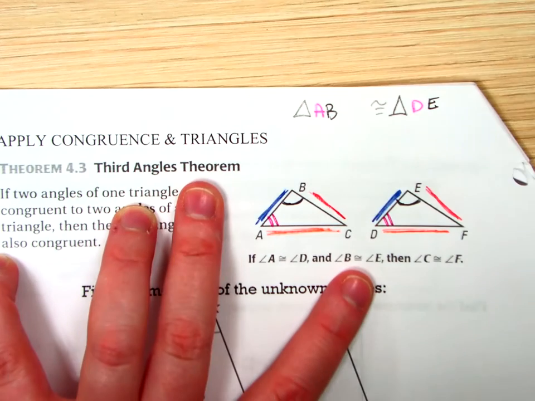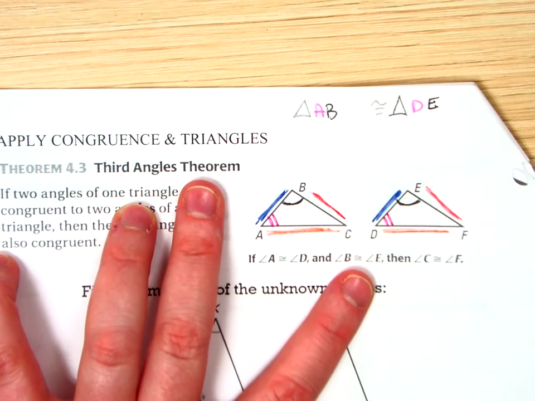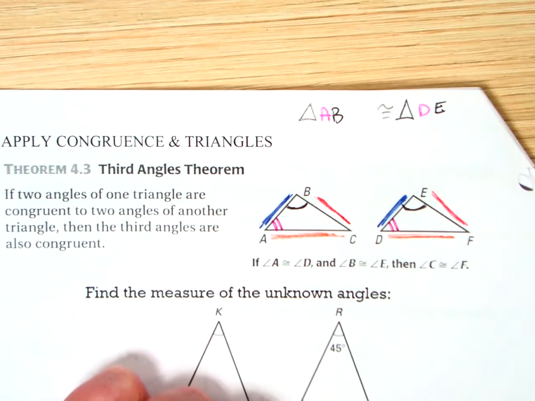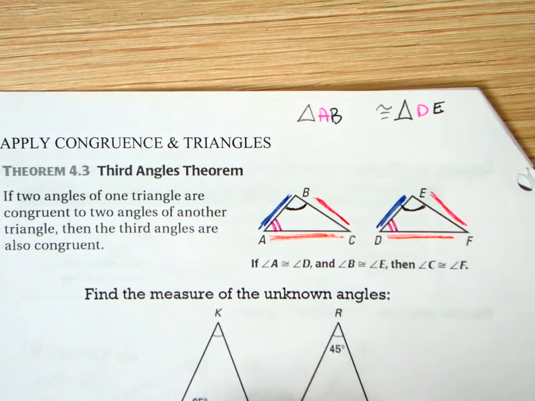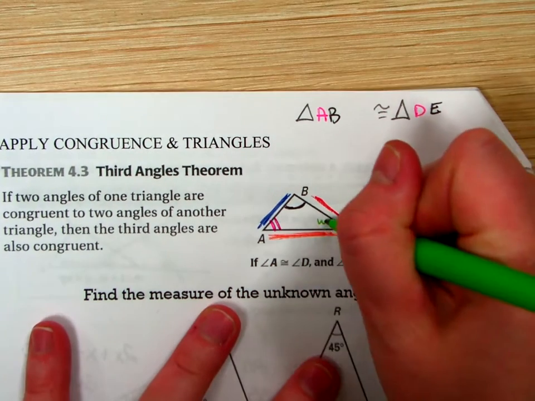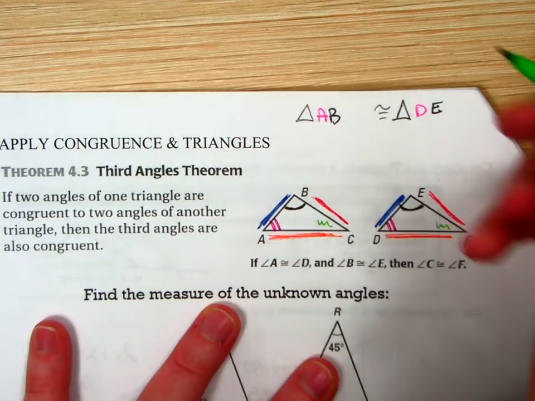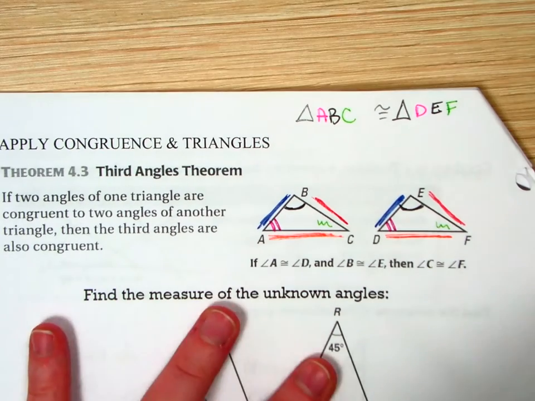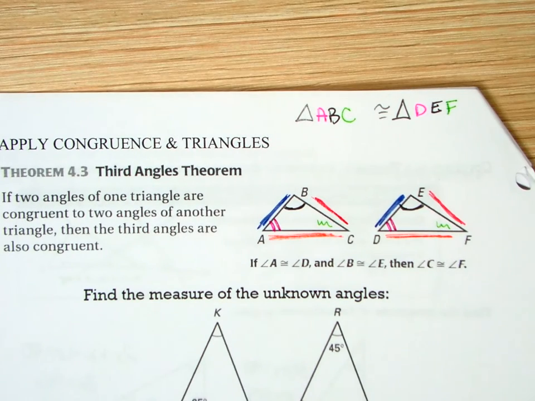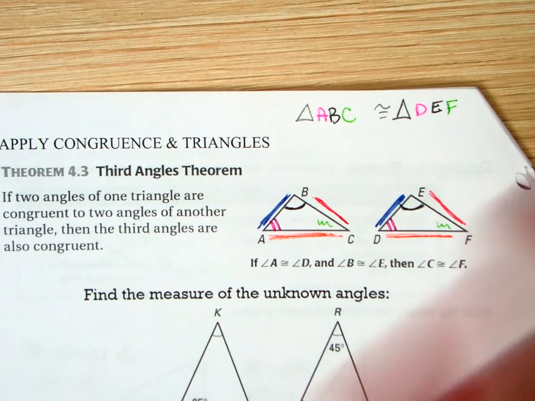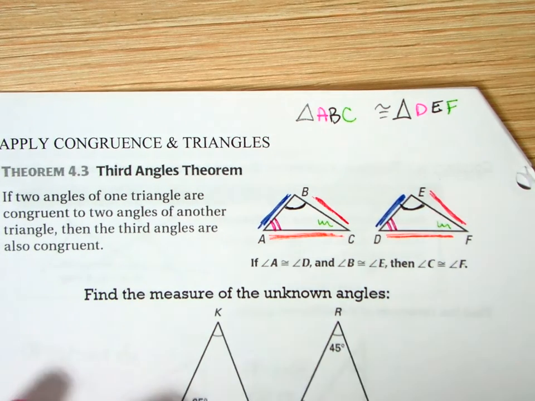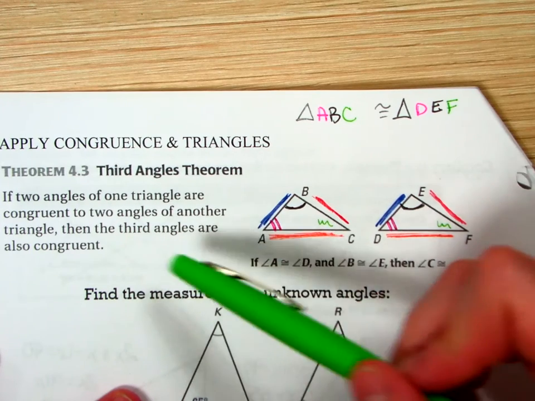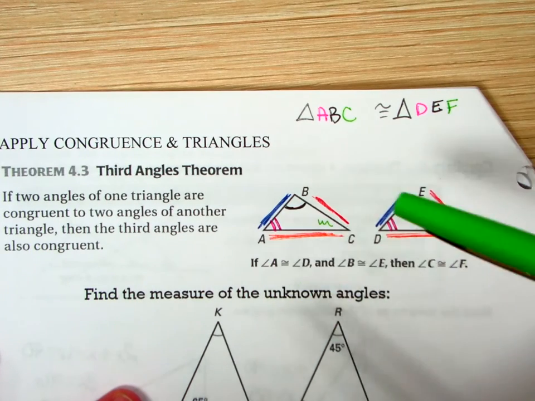Let me grab another color here. Let's go green. So this angle here and this angle here. C goes to angle F. Okay? Those are on the same corresponding locations. Not corresponding angles, but corresponding locations. So these two angles of C and F, by the third angles theorem, if two angles of one triangle are congruent to two angles of another triangle, then the third angles are also congruent.